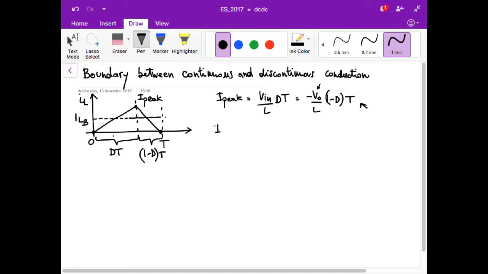Therefore, the current in the inductor at the boundary is half the peak current, and therefore is equal to VO over L over 2 times 1 minus d times T. Let's take it this way, okay? Let's assume that instead of putting a minus, since VO is negative, I consider the absolute value of the output voltage, okay?